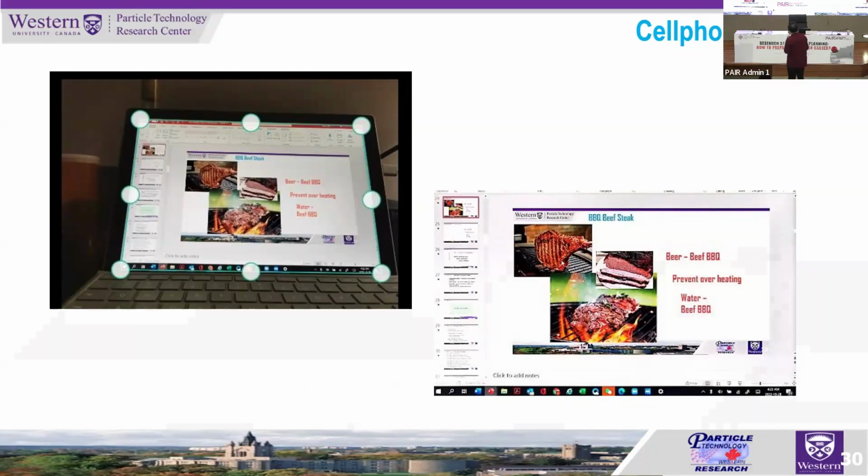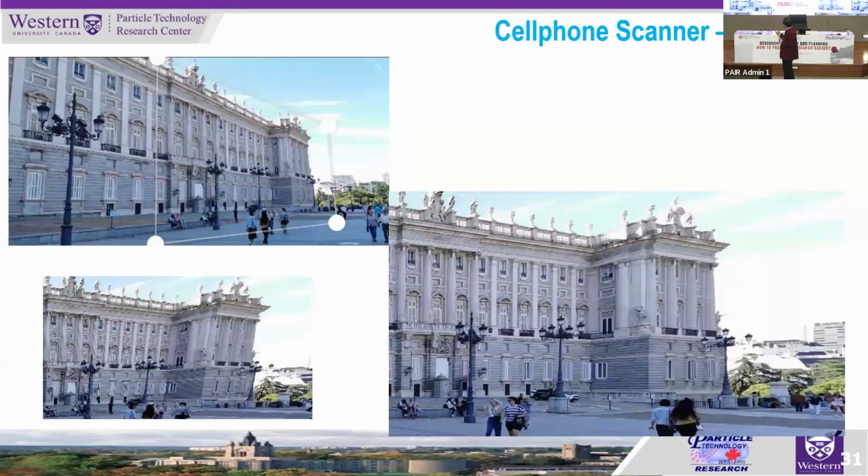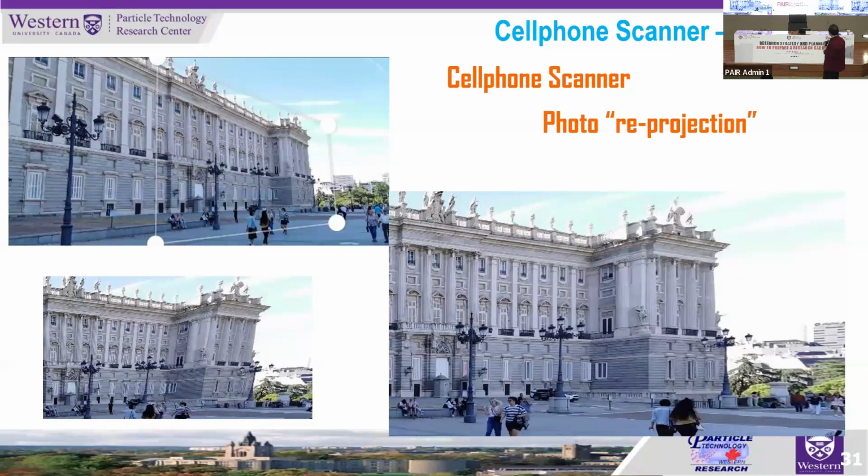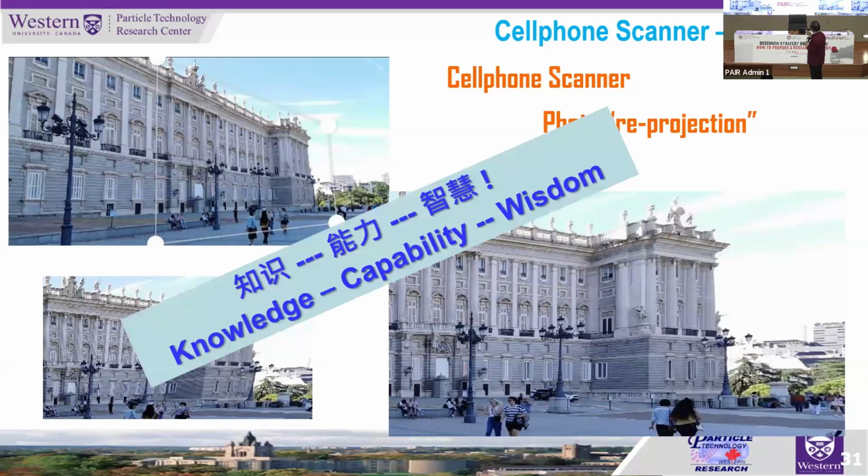But what I'm going to show you is that you could actually use it for something else. You see, this one is a palace in Spain. I was there. I wanted to take a picture of the palace, but there's another building behind it, so I could not take a straight picture. So I took the picture and used that function to straighten it. Now I get a better picture. You got me? So basically, you're using one thing for another purpose. That cell phone scanner, again, becomes wisdom.